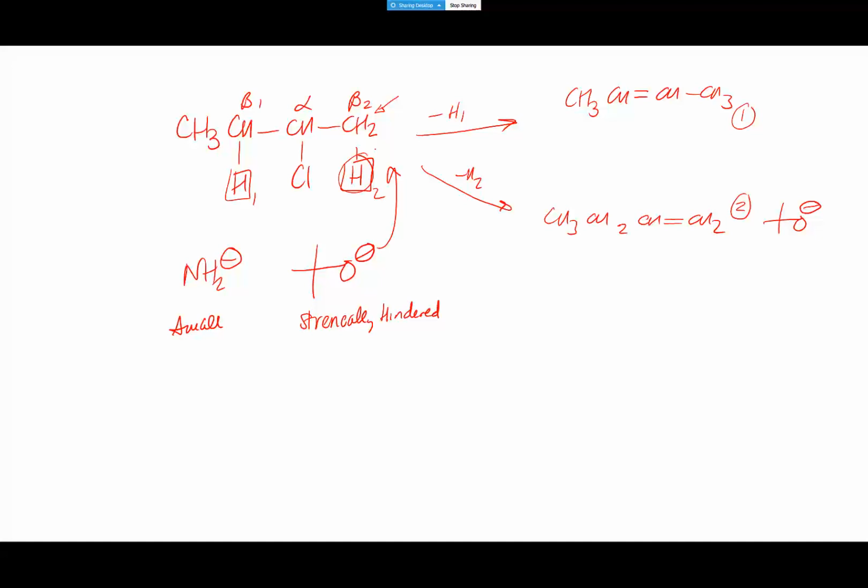So I can choose the product I want. You want tert-butoxide? You want product 2 here? Use tert-butoxide. You want product 1? NH2 minus. Now NH2 minus will give you the product that you would get from E1, but the NH2 minus still has to get to that hydrogen, which means that hydrogen still has to be antiperiplanar.